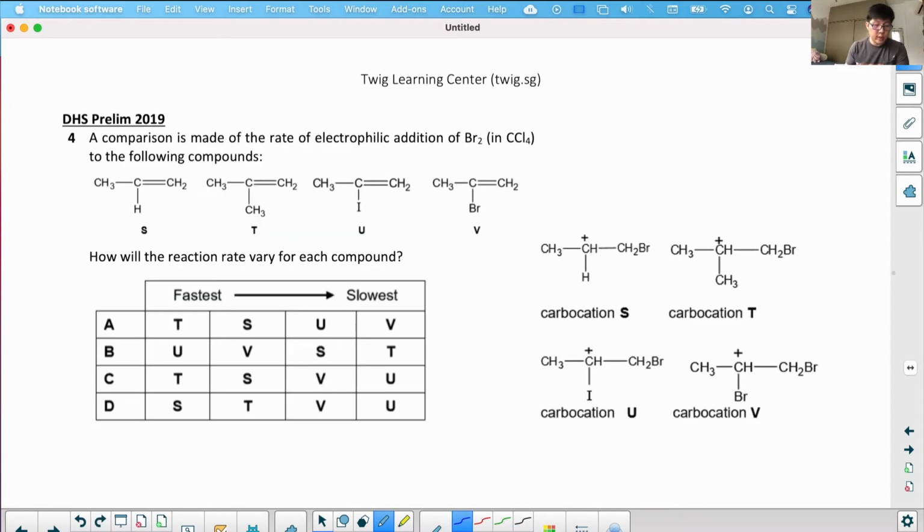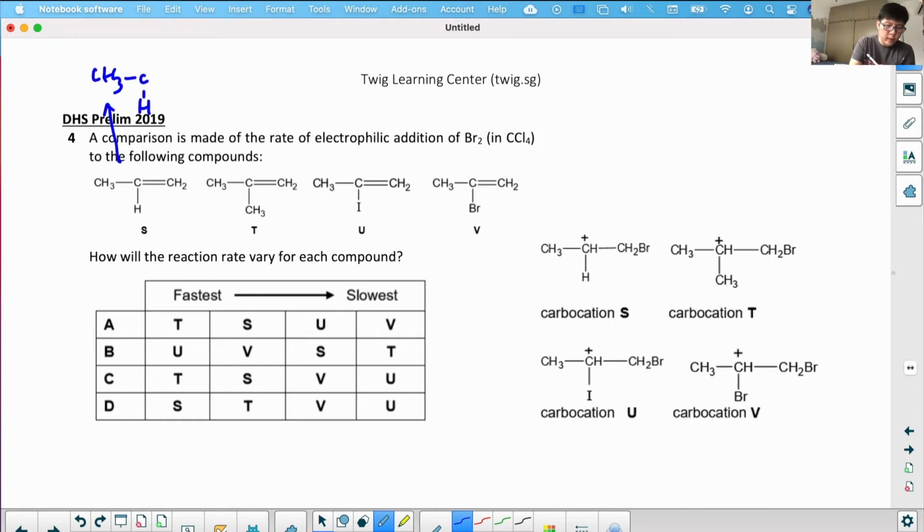Okay, let's look at question number 4. A comparison is made of the rate of electrophilic addition of bromine to the following compounds. So what you need to do is draw the carbocations. For S, T, U, and V, I already drew out the carbocation. Like for the first example, there are two possibilities, so I'm just going to show you.